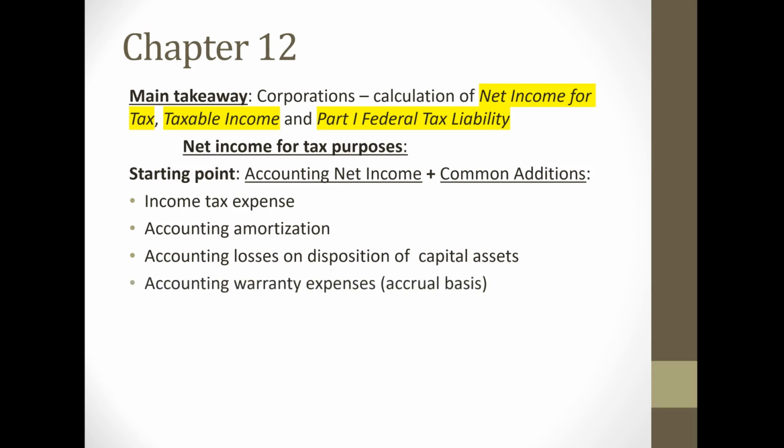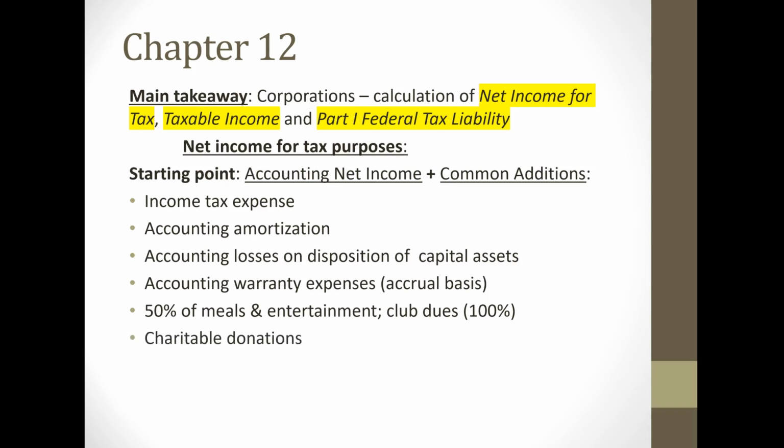Also, warranty expenses. Now, for accounting purposes, we record our warranty expense on an accrual basis. What that means is that we may not have actually made any actual expenditures for warranty, but we would have accrued the warranty expense for this year. Once again, that is not allowed for tax purposes, so we have to add it back. We also have to make adjustments for meals and entertainment. 50% of meals and entertainment that were deducted in accounting net income, we have to add back because that 50% is not deductible for tax. And club dues that were deducted in our accounting net income, 100% of those amounts have to be added back because none of those are allowed for tax purposes.